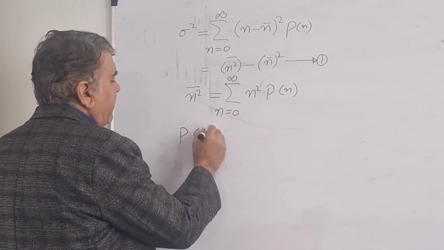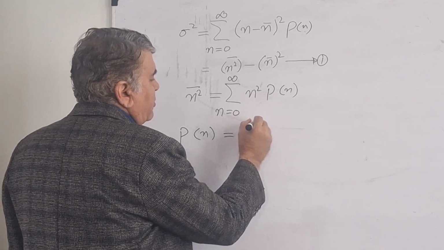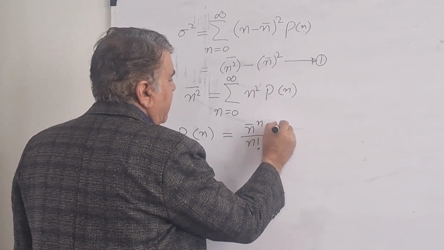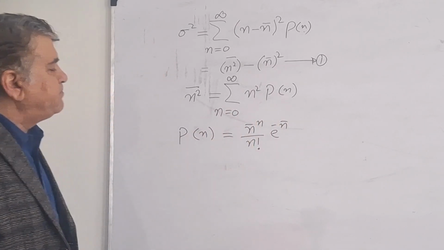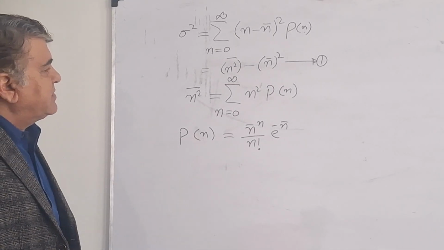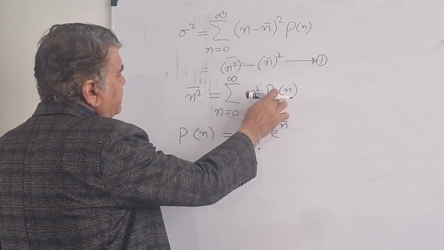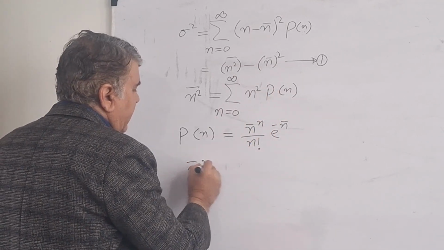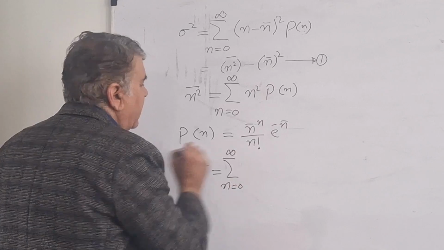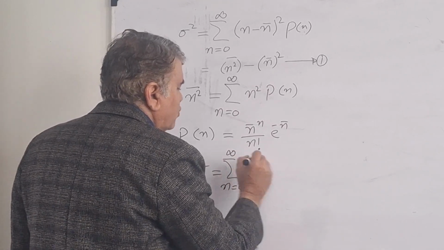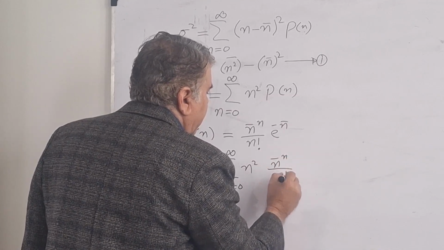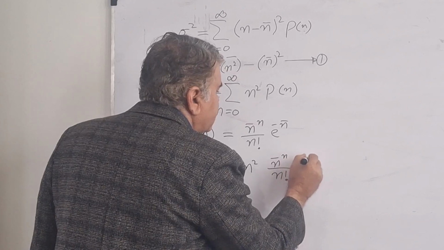It is given by P of n equals n bar to the power n divided by n factorial, times exponent minus n bar. So this is the definition of the Poisson distribution. I just want to put this value at this position. That would let me find the average of n squared in the form of the sum over n equals 0 to infinity of n squared times n bar to the power n divided by n factorial, times exponent minus n bar.